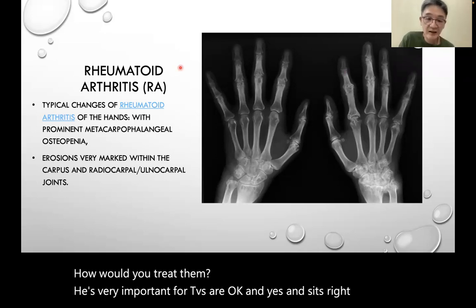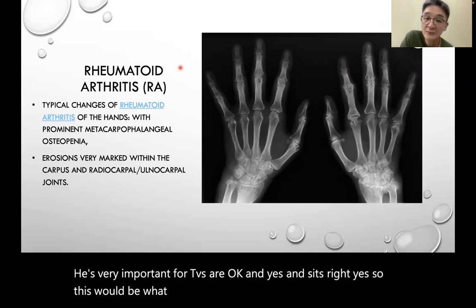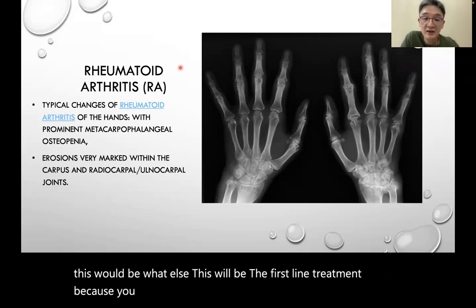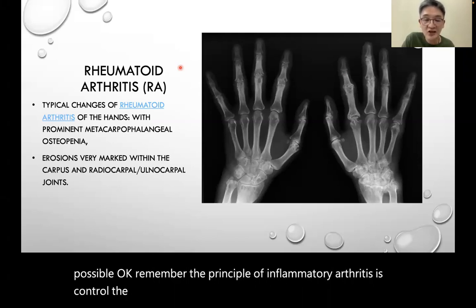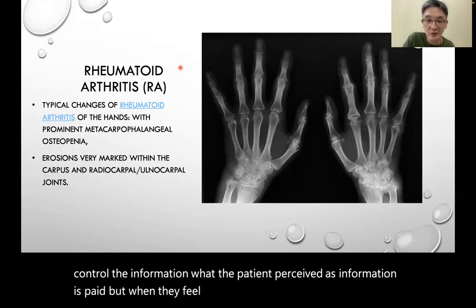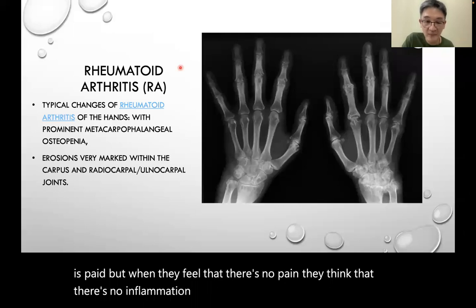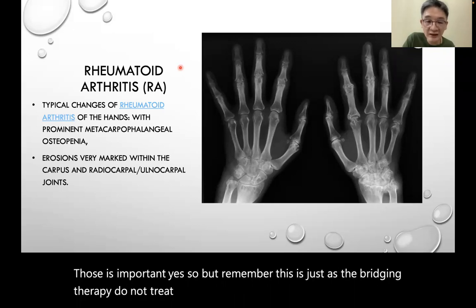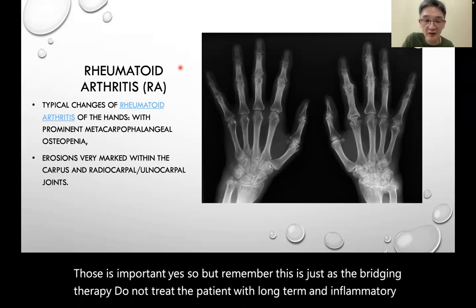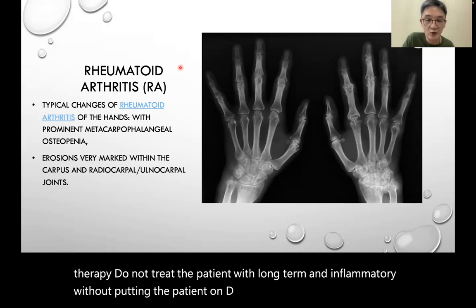Yes. So what else? This will be the first line treatment because you would like to control the inflammation as soon as possible. Okay, remember the principle of inflammatory arthritis is to control the inflammation. What the patient perceives as inflammation is pain, but when they feel that there's no pain, they think that there's no inflammation. So it's not necessarily the case. So anti-inflammatory in good dose is important, yes. But remember, this is just a bridging therapy. Do not treat the patient with long-term anti-inflammatory without putting the patient on DMARDs, disease-modifying anti-rheumatic drugs.